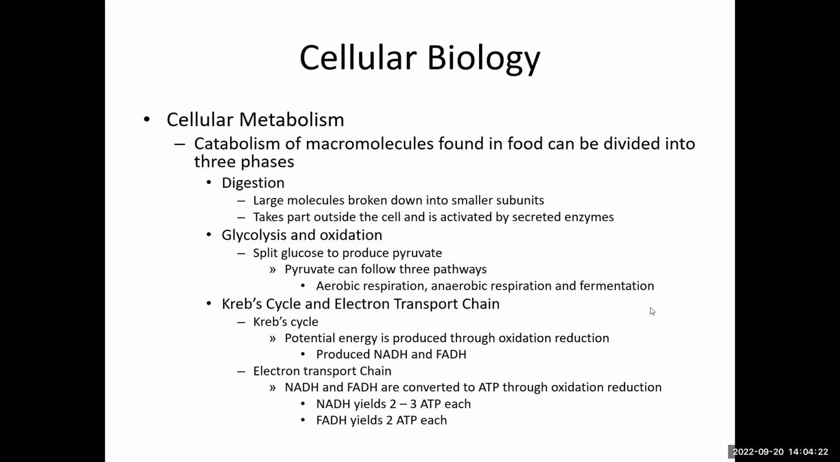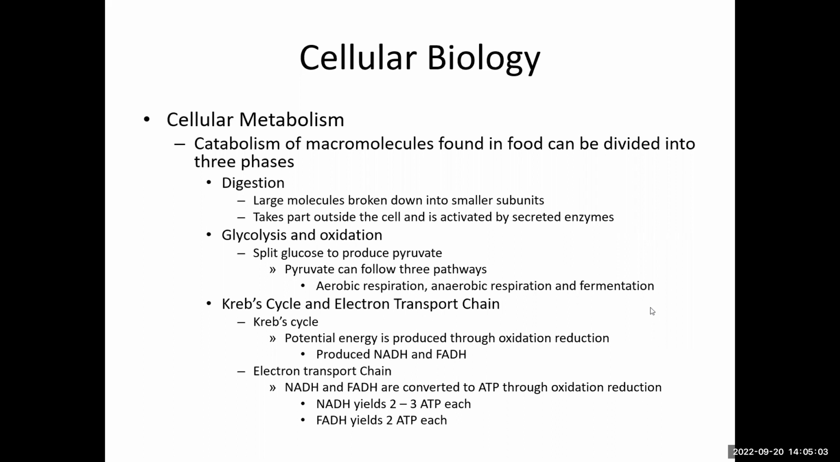Glycolysis and oxidation, this is going to be a process where we're going to take that glucose that has been liberated from the things that we eat, and we're going to split it down to produce a smaller molecule called pyruvate. That pyruvate then can go in many different directions. It can go into anaerobic respiration, it can go into aerobic respiration, and it can go into fermentation. And it depends on the tissues that this process is occurring in as to which direction this new pathway is going to go. If we go into aerobic and anaerobic respiration, the next pathways are going to be the Krebs cycle and the electron transport chain.